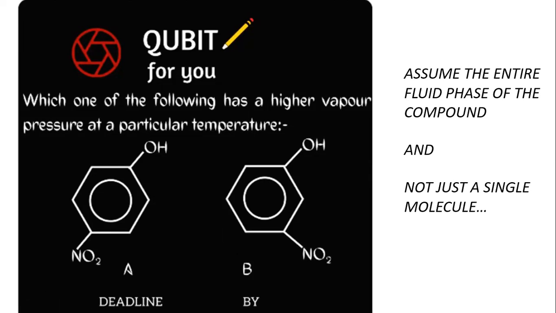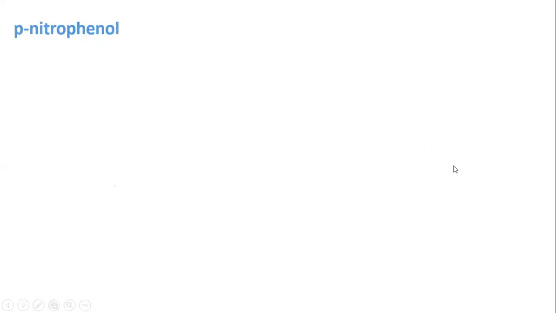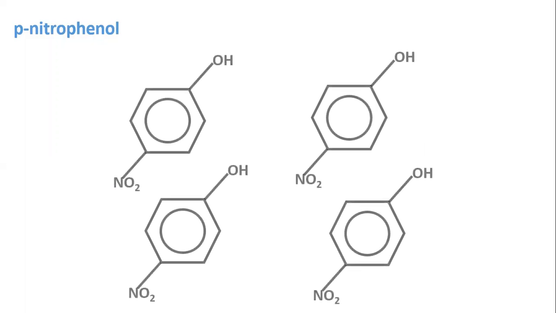In the following slides, we will consider each one of them separately and discuss why and how the vapor pressure is affected, and how we are going to compare them. So let's get started. Taking the case of p-nitrophenol, as I told you, you have to consider the entire compound with lots of molecules present together.